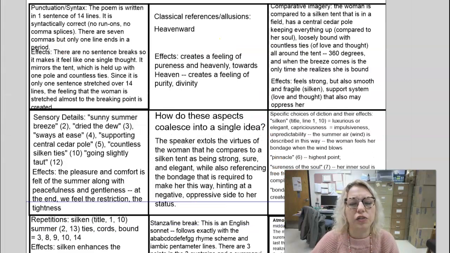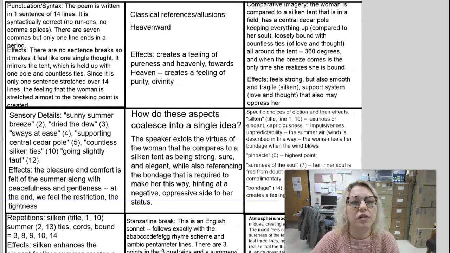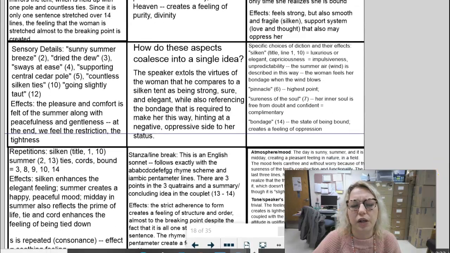Now, if we take a look at Hood's Web, what we're going to do is move from box to box, completing it. The first box in the top left is about punctuation and syntax. So this is what we just talked about. And the effects there are that we feel how the woman feels stretched over these 14 lines, almost to the breaking point. Something that connects is down here in stanza line breaks. So let's move to that one next.